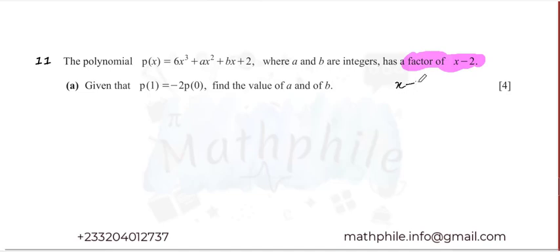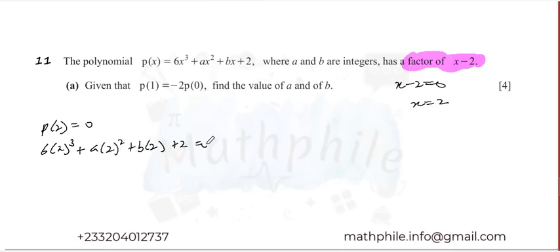Just like we've been doing, we equate the factor to 0 and solve for x. So x in this case is 2. So p of 2 is equal to 0. Let's develop this factor statement. That will be 6 of 2 cubed plus a of 2 squared plus b of 2 plus 2 equals 0. So all that I'm doing is to substitute the value of 2 inside the polynomial function over here.